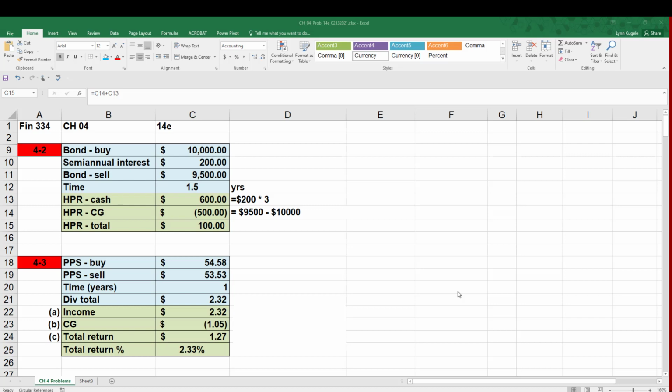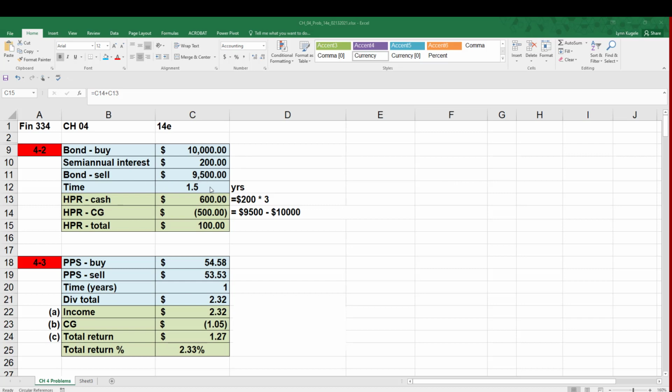Okay, we're going to go over the end of chapter problems for chapter 4. 4.2. An investor buys a bond for $10,000. The bond pays $200 interest every 6 months. After 18 months, the investor sells the bond for $9,500. What type of income or loss did they have?